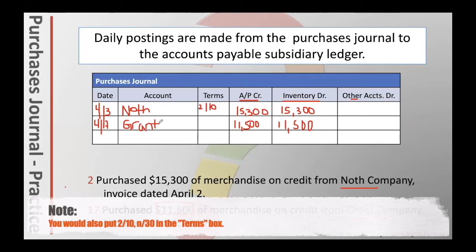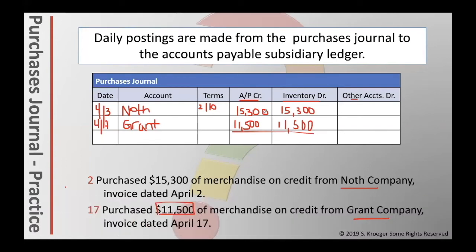Now that we're all done, and we're just going to assume the month is over, we have to add up both columns. The amount would be $26,800. And since both boxes have the same amounts in them, it would be the same for both columns. $26,800.